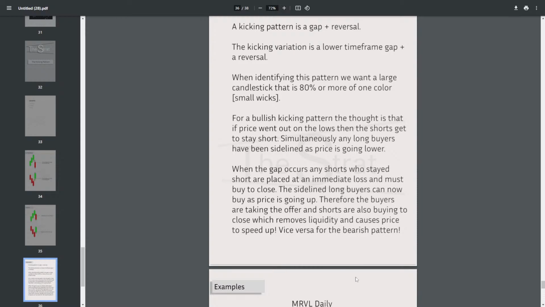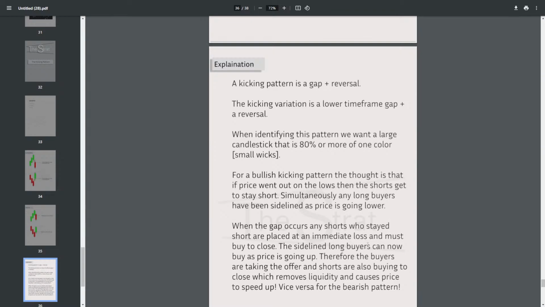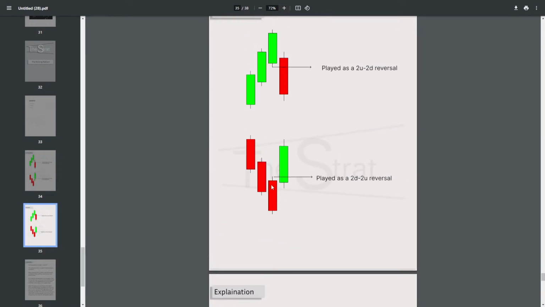And this is the same concept for the bearish kicking pattern, just the opposite. So when we say it removes liquidity, what we mean is the sellers are now buyers because they have to be. And it's going two up, so the buyers are also buyers. So every single person here is going in there and buying that day or whatever candle that is. So hopefully that makes sense.